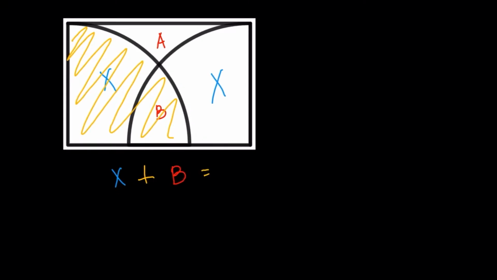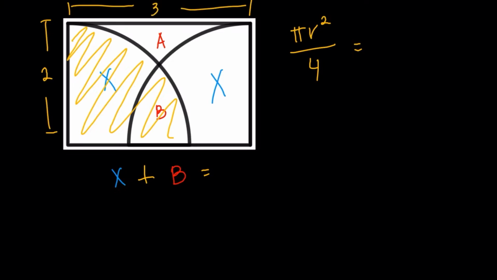But what's the area of the quarter circle? Well, the quarter circle has the formula pi r squared, that's for the circle, and divided by 4 because it is a quarter circle. And we know what the radius is because we're given that the dimensions of the rectangle are 2 and 3, right? So this 2 serves as the radius of the circle.